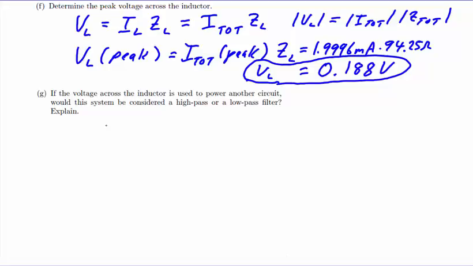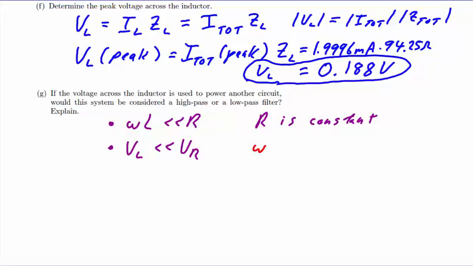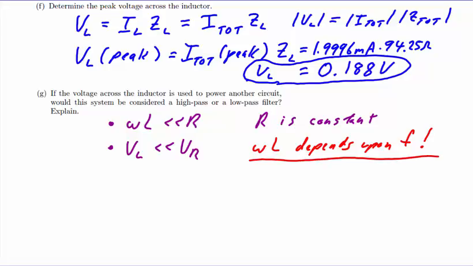Let's ask ourselves why. The reason was that since omega L was much, much less than the resistance, this had the eventual consequence that the voltage across the inductor was much, much less than the voltage across the resistor. We notice that although the resistance is simply a constant, the impedance of the inductor depends upon frequency. And it is this facet of the inductor being a so-called active circuit element that allows the circuit we have to be considered as a filter.